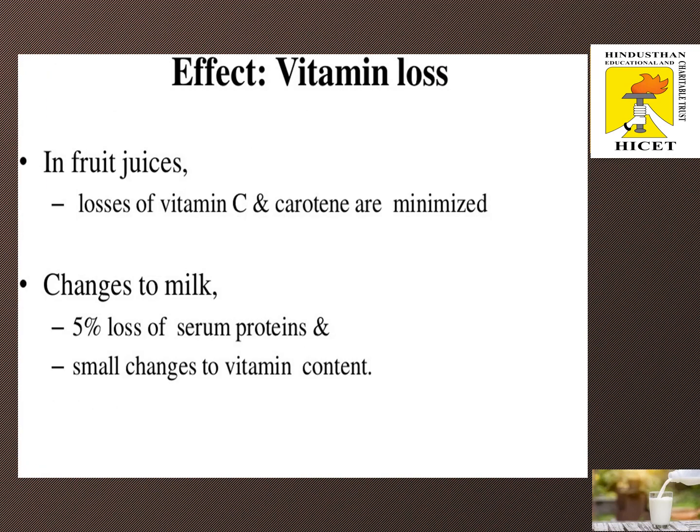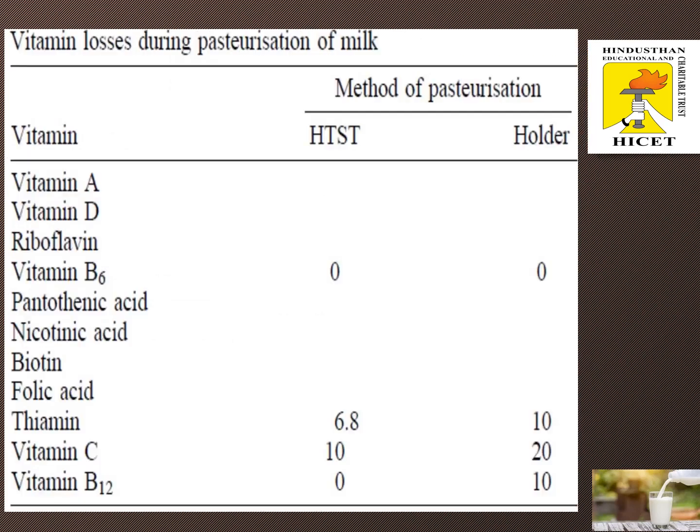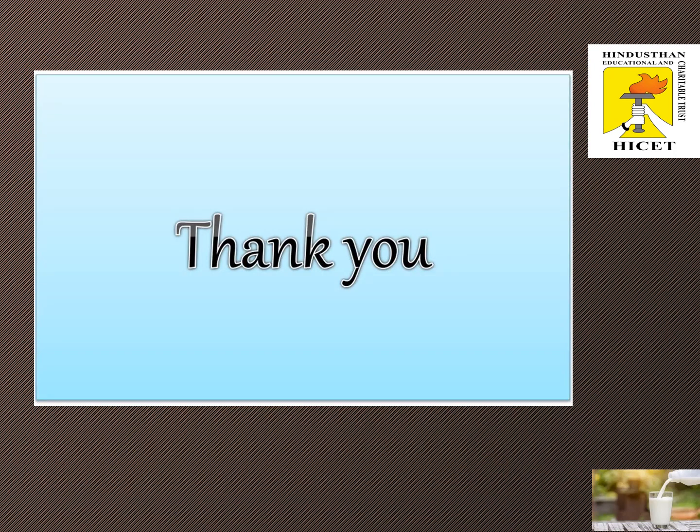Effect of pasteurization on vitamin loss: losses of vitamin C and carotenoids are minimized, and for milk there is a 5% loss of serum proteins and small changes to the vitamin content. And these are examples of vitamin losses during pasteurization of milk with the HTST and LTLT methods. And thank you for listening.